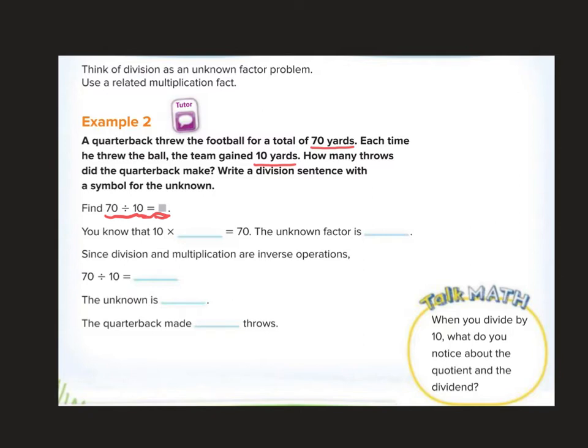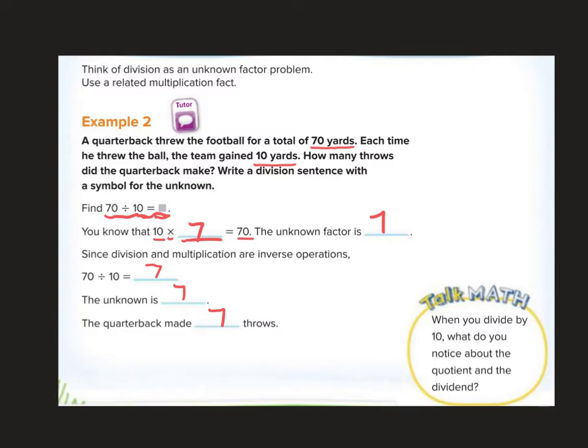So we know that 10 times what equals 70. How many tens do we need? If you don't know off the top of your head, count them. Use your fingers: 10, 20, 30, 40, 50, 60, 70. 7. I needed 7 tens to make 70, which means the unknown factor is 7. Since division and multiplication are inverse operations, it means they're opposite of each other, they undo each other. 70 divided by 10 is 7. So the unknown is 7, the quarterback made 7 throws.